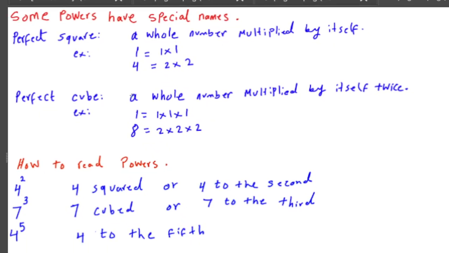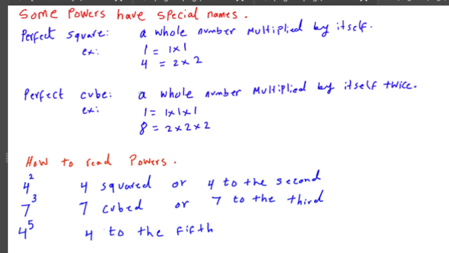Now, some powers have special names. Perfect square, a whole number multiplied by itself. So here I can say 1 is a perfect square because there is a number that I multiply by itself, namely 1, and I get 1. 4 is a perfect square because there is a number that I multiply by itself, and I get 4. So 2 times 2 is 4.